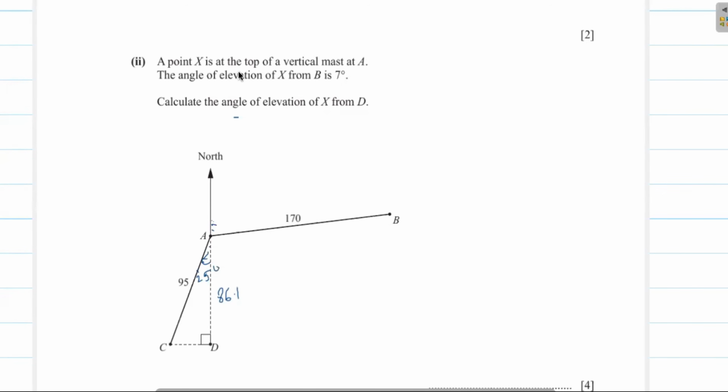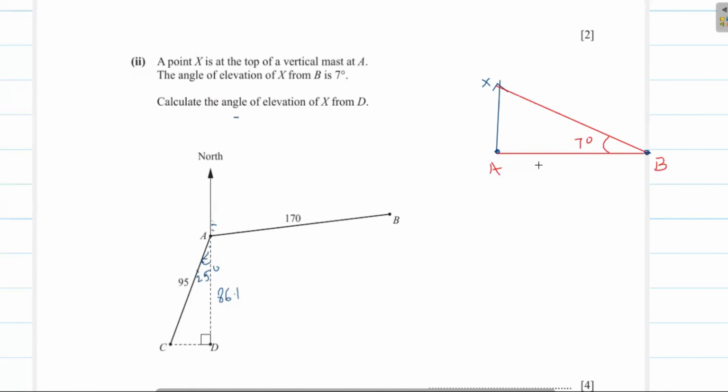Now part second, a point X is at the top of a vertical mast at A. The angle of elevation of X from B is 7 degree. Now firstly we suppose that this is the point A and this is the mast, and that point is the top of the mast, and we name it as X. The angle of elevation of X from B, this is the angle of elevation, is 7 degree, and this point is B and this point is A.